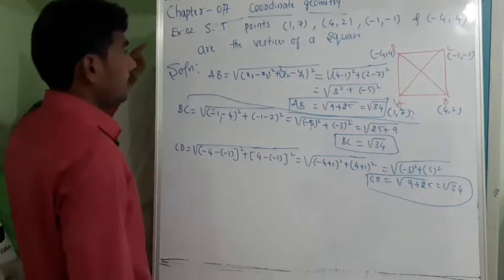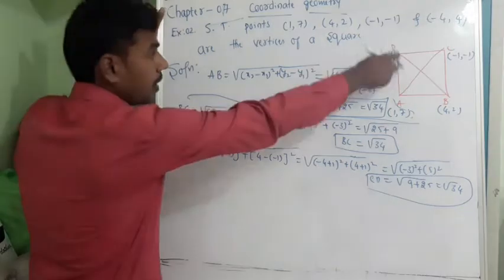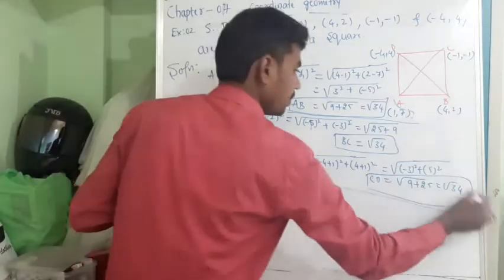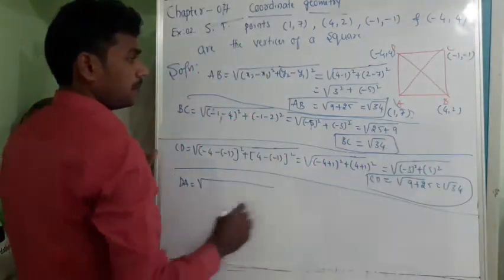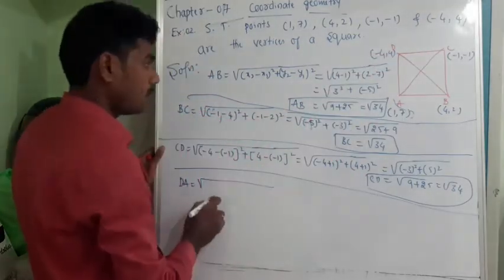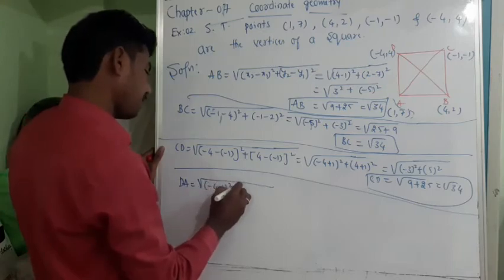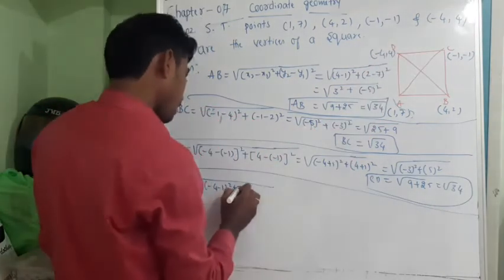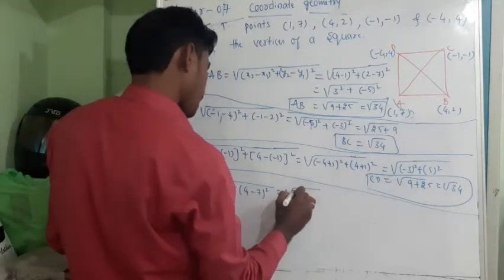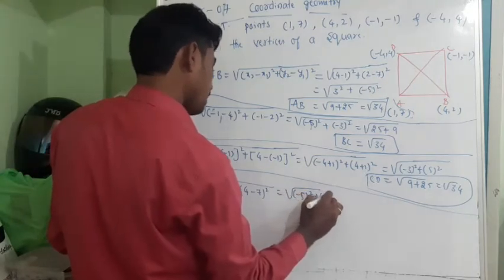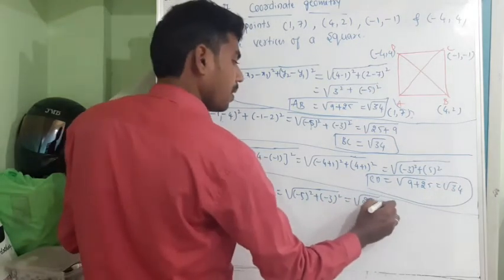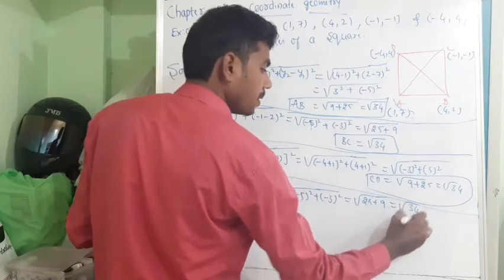Next DA or AD. DA is equal to square root of (-4 minus 1) whole square plus (4 minus 7) whole square, which is equal to minus 5 squared plus minus 3 squared, which is equal to root of 25 plus 9, which is equal to root of 34.